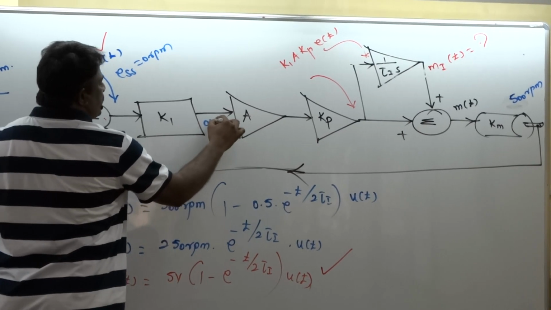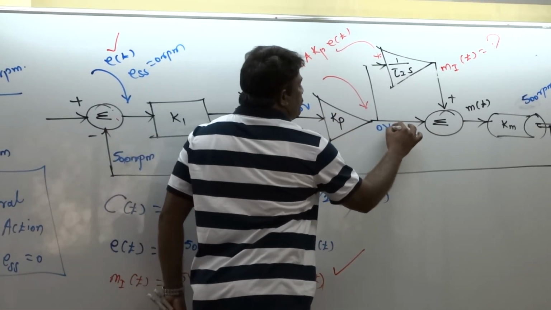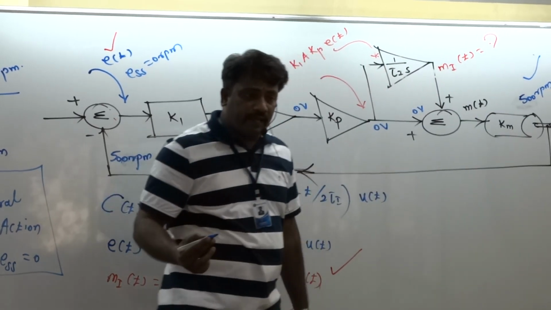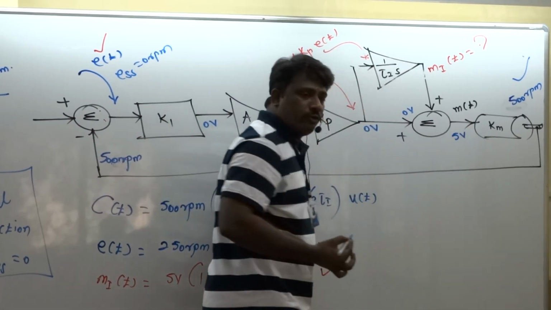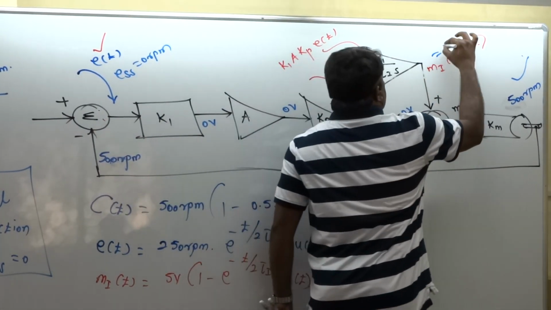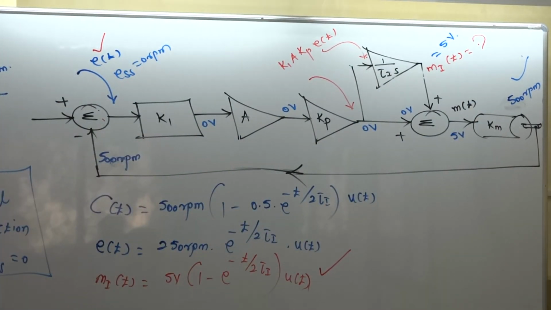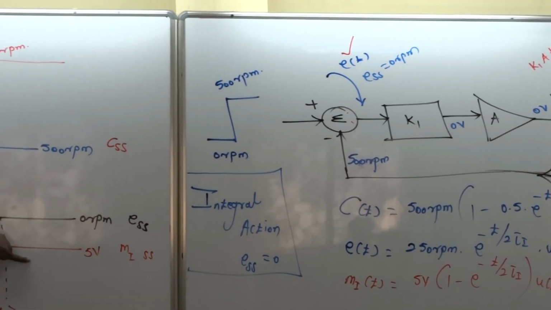Therefore, the signal is 0 volt. The signal is also 0. No contribution, but the motor is running at what? 500 RPM is possible only when the input signal is 5 volt. That's why the integrator acts exactly 5 volt at steady state. Okay? Because the integrator somehow understands what is the input command?